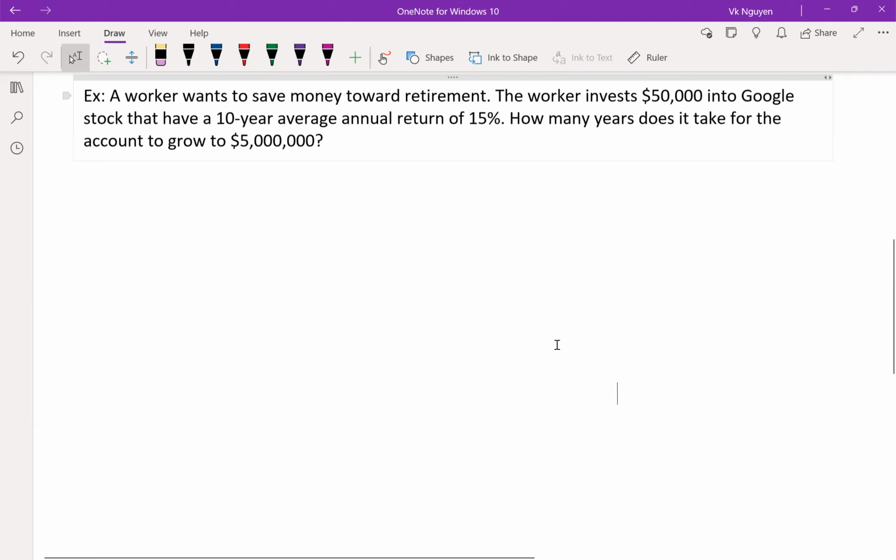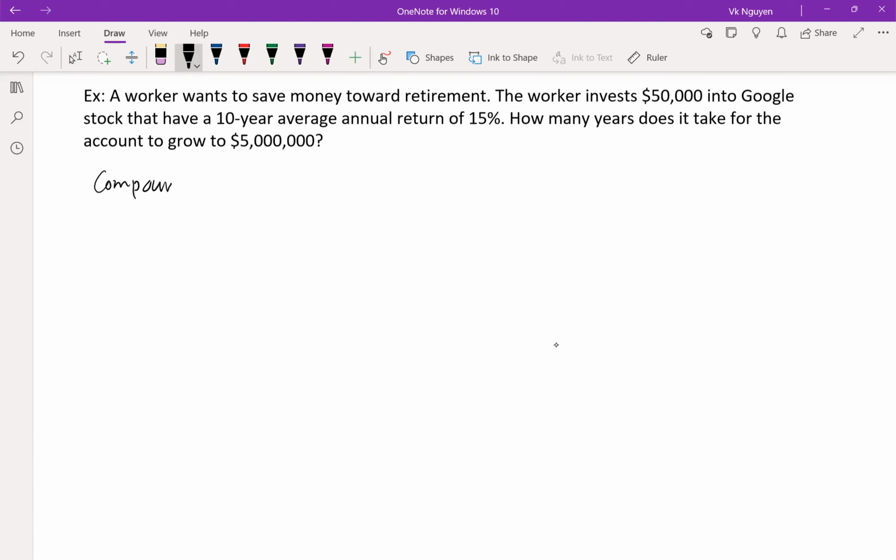Let's take a look at the second example. A worker wants to save money toward retirement. The worker invests $50,000 into Google stock that has a 10-year average annual return of 15%. How many years does it take for the account to grow to $5 million? We use the same formula, the compound interest formula. A of T is P times 1 plus r over n to the power nt.